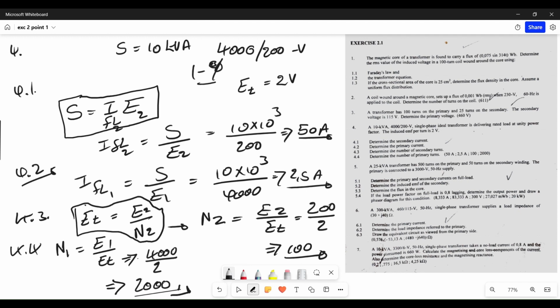I hope everyone understands how I'm solving the questions. I'm trying to be as slow as I can. I hope I'm not confusing anybody. So we can move to question 5.